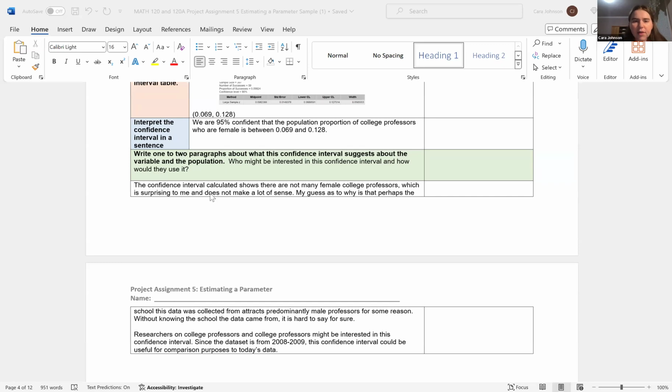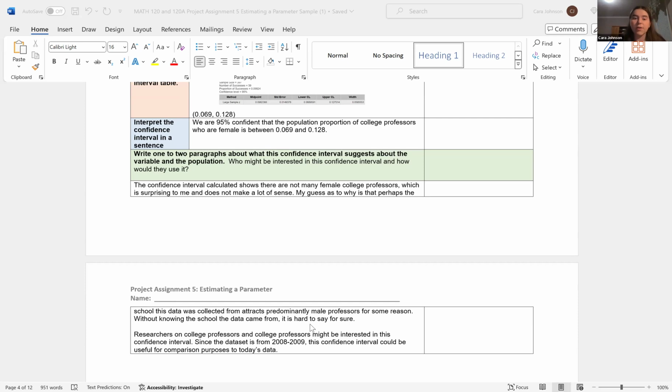So my confidence interval shows there's not many female college professors, which is pretty interesting. It doesn't make a lot of sense to me. So maybe the school that it was collected from attracts predominantly male professors. Hard to say for sure, but it's definitely interesting.